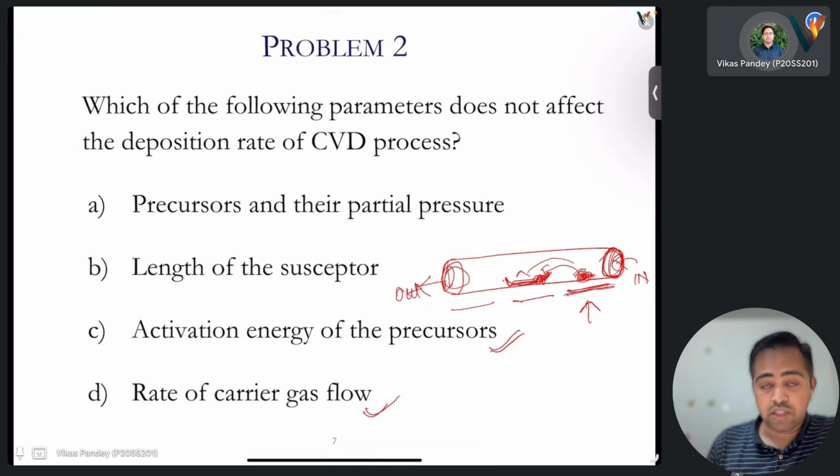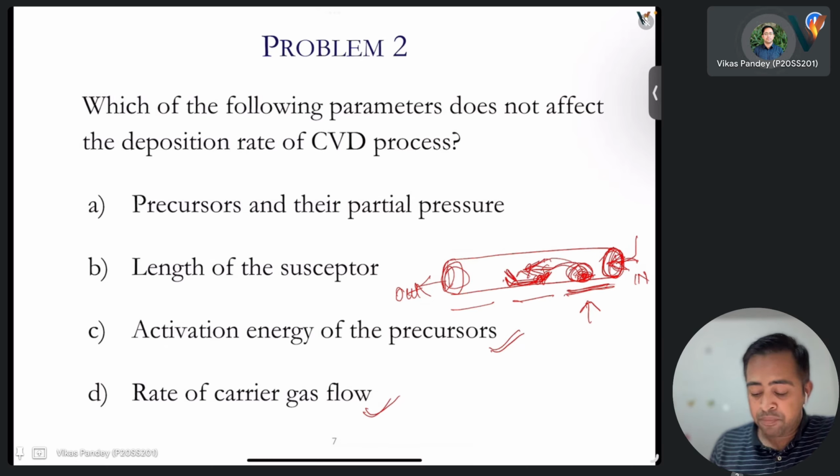Rate of carrier gas flow: yes, this is also important, because of how much we are flowing. If we are flowing very little, it might happen that the transport does not occur and the material does not move to the sample.